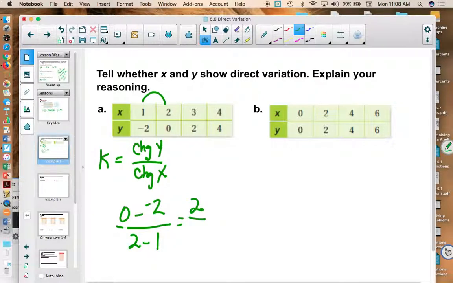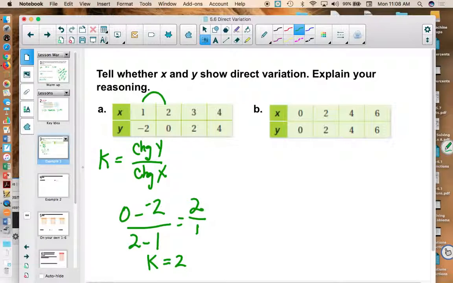And what is 2 minus 1? 1. 2 minus 1 is 1. So the rate of change there is 2. Do you agree? Yep. Okay, now the question is, is that constant? Is it the same throughout the table? Well, there's only one way to find out, isn't there?